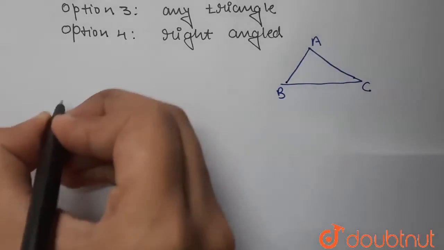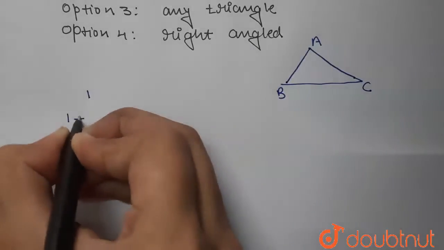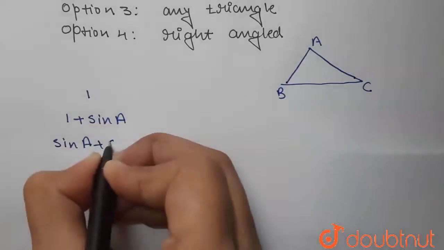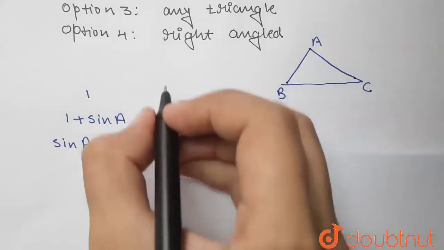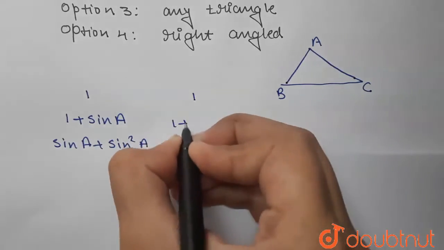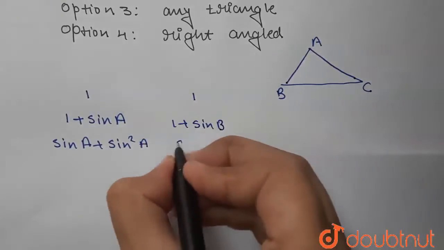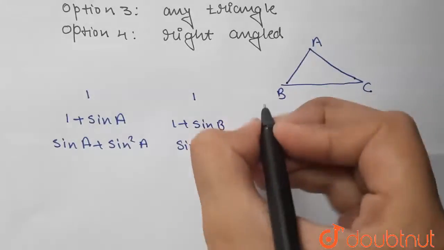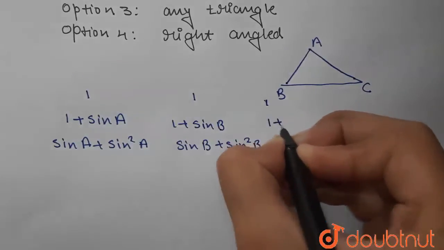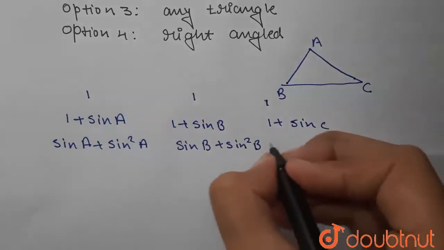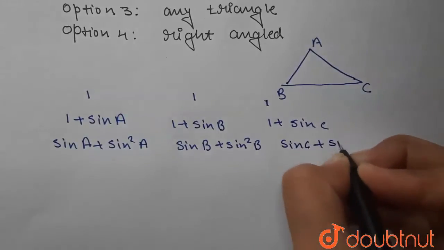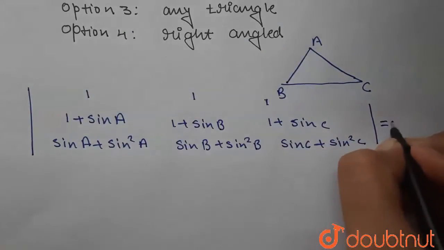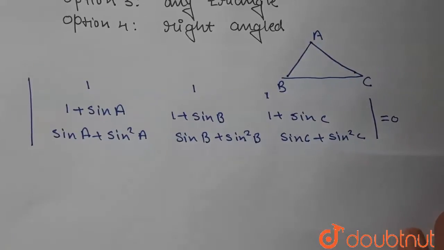Now the determinant which is given to us is: 1 plus sine A, plus sine square A; then 1 plus sine B plus sine square B; then 1 plus sine C plus sine square C. This is the determinant given to us, which is given equal to 0. Right, now we will apply here some operations.